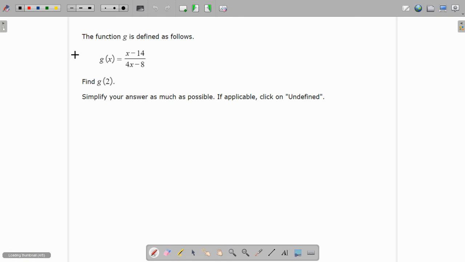All right, one more. So this is number 2. I didn't number the first one. So g of 2. So we're just going to plug in for x. 2 minus 14 over 4 times 2 minus 8. So we get 2 minus 14, negative 12 over 8 minus 8 is 0. Okay, when you divide by 0, that's your undefined.